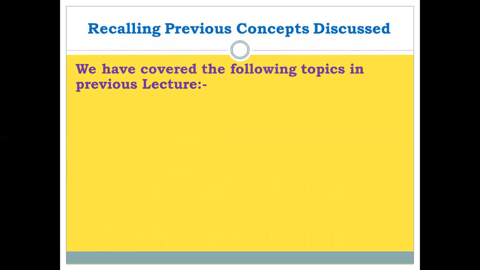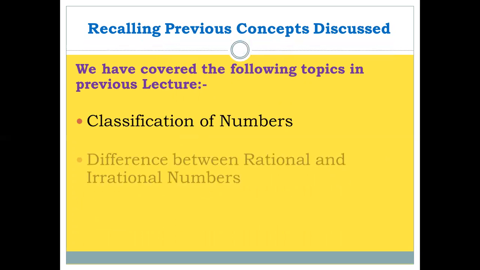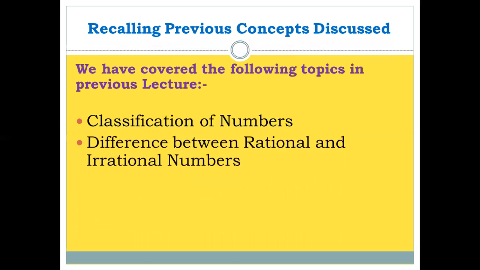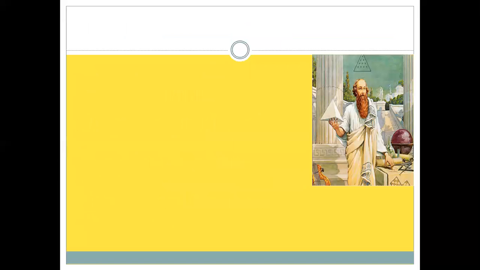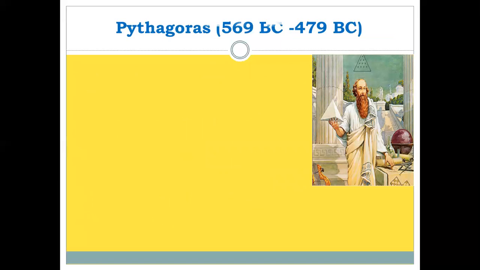So in the previous lecture, I discussed the following topics: classification of numbers, difference between rational and irrational numbers, finding a rational number between two rational numbers, and then exercise 1.1 questions, which we have done in the previous lecture. So now, a brief history of Pythagoras. We have to go through some details about it.